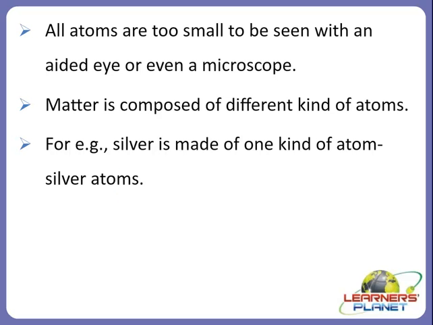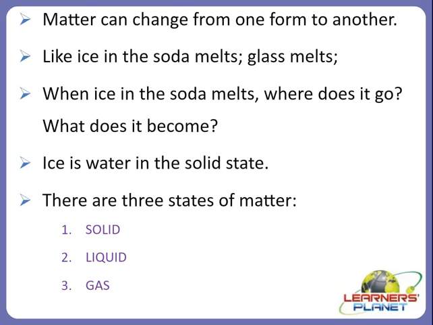So what can we say? What can we conclude when people describe the objects using size, shape, colors and textures? Yes, we can say that matter can change from one form to another. How is this possible? We can understand this by taking an example, like ice in soda melts, like glass melts on heating, right?